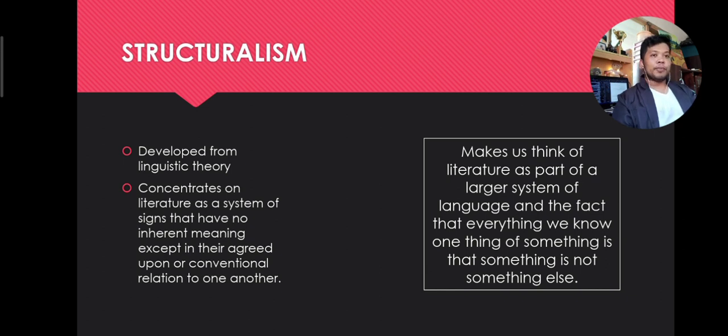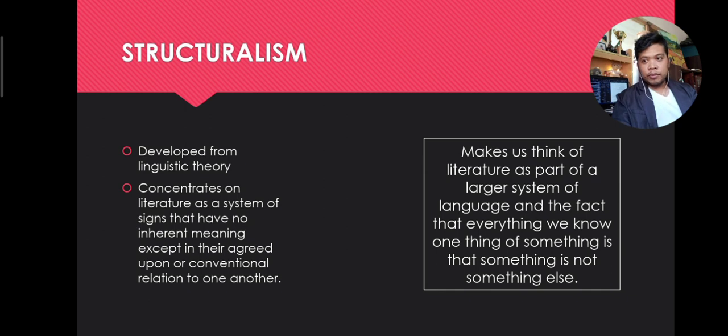Now, structuralism makes us think of literature as a part of a larger system, and the fact that everything we know, one thing of something, is that something is not something else. Meaning to say, a sign will always have, or a word will always have one particular meaning. Let's put the same example with formalism.